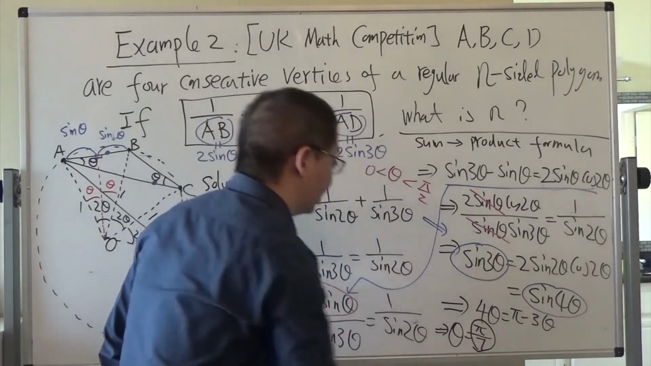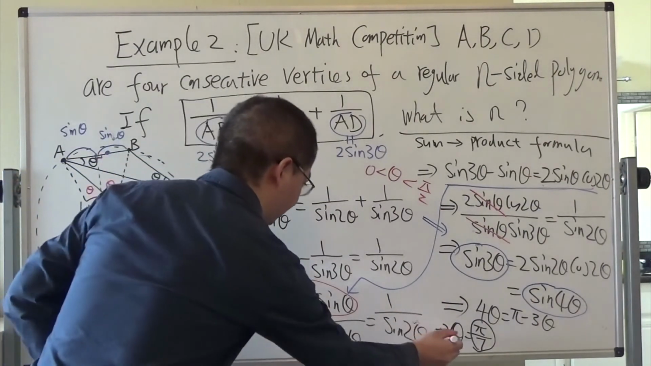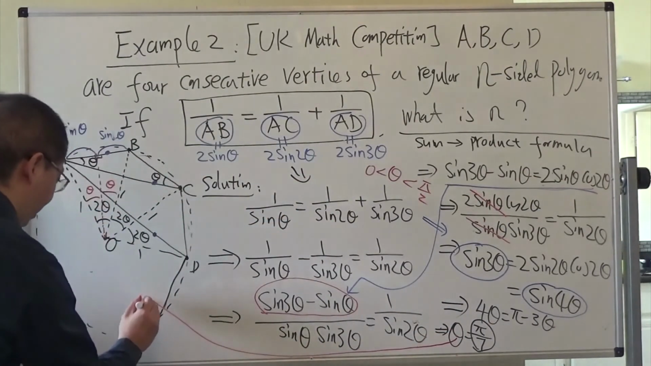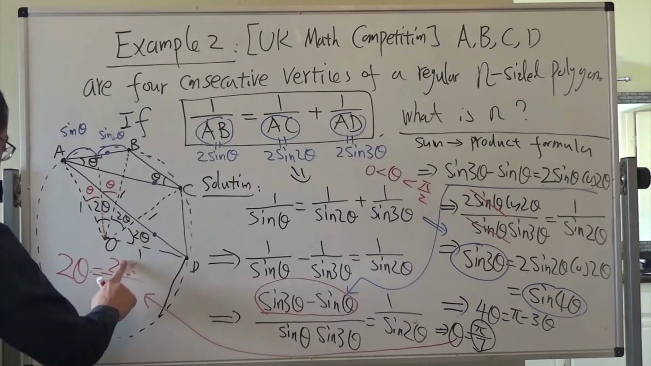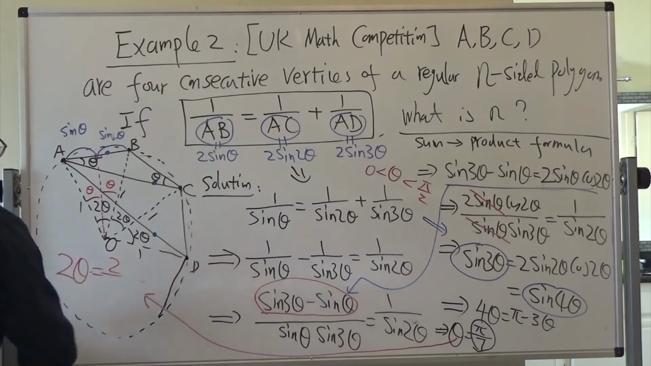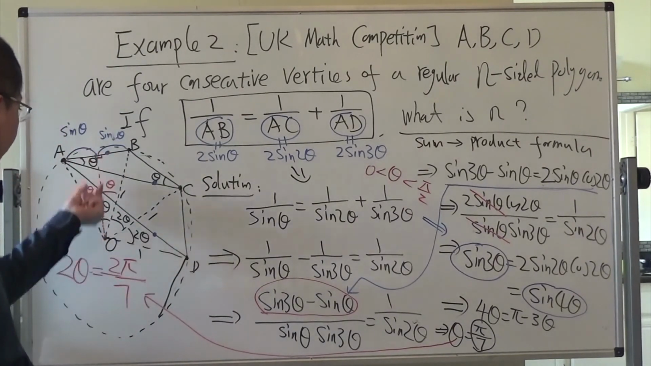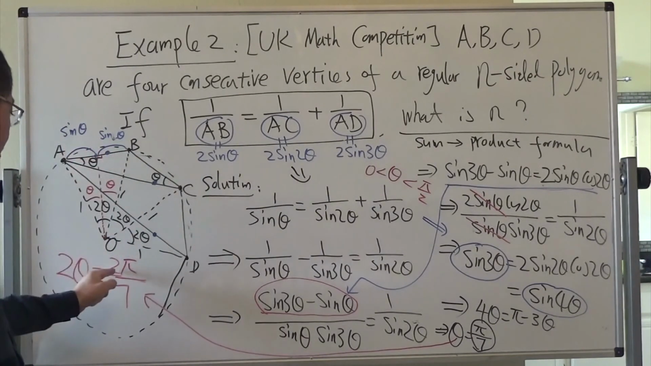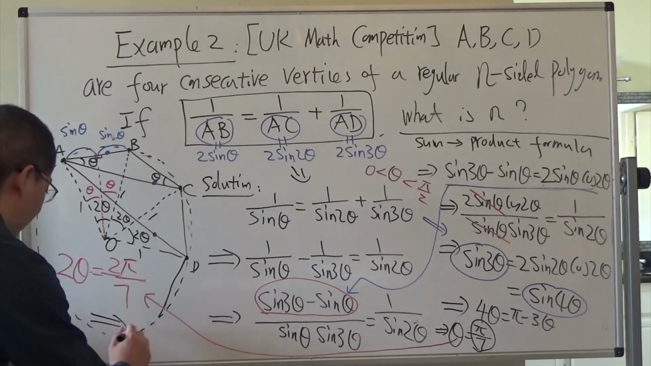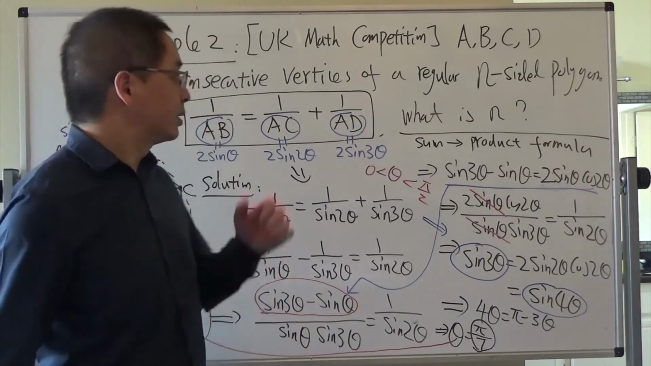So if theta equals pi over 7, then 2 theta equals 2 pi over 7. This tells us that the center angle corresponding to the side is 2 pi over 7, and this tells us n equals 7. So it's a 7-sided polygon.